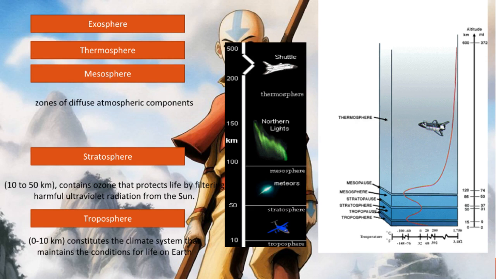Above the stratosphere we can find the mesosphere. This is the coldest layer and meteorites break apart here. This is where diffused atmospheric components are found.